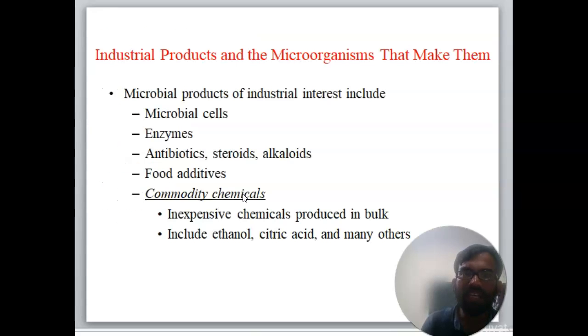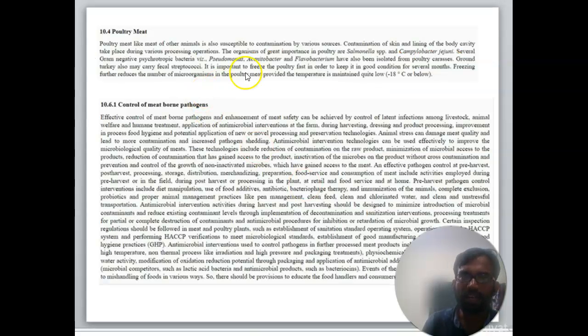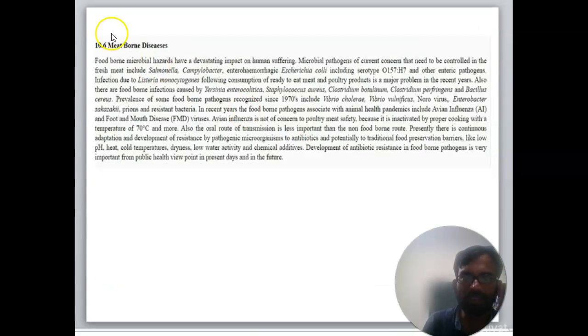Now you can see here the industrial production by microorganisms: enzymes, microbial cells, antibiotics, steroids, alkaloids, food additives, cosmetics and chemicals. They are expensive. Nowadays they are using citric acid, and many are using microorganisms. And the poultry meat and the control of meat-borne pathogens. These are a few I took from Google, and you can see some papers and meat-borne diseases also. You can read it, go through it.